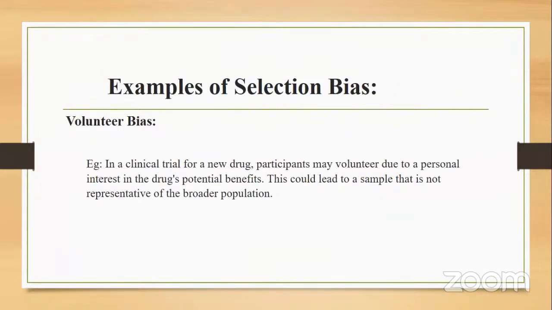Here are some examples of selection bias. First of all, volunteer bias. For example, if you are doing a clinical trial about a new drug, and the participants volunteered due to their personal interest in the drug's potential benefits. They are aiming to get benefit from the drug. So you cannot generalize the result because other participants who are not involved and do not volunteer to participate were not included.